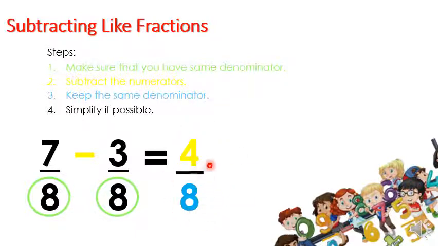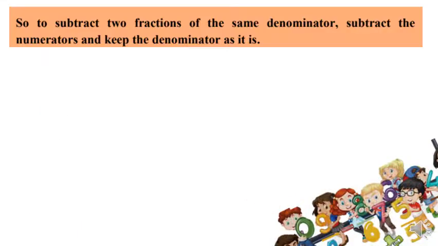Yes, these two numbers have a common divisor, many common divisors, which are 2 and 4. So the greatest common divisor is 4. So let's simplify by 4. By 4, the simplest final answer will be half. This is our answer. So, as a conclusion, to subtract two fractions having the same denominator, we subtract the numerators and keep the same denominator as it is.